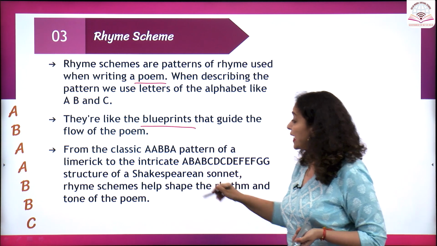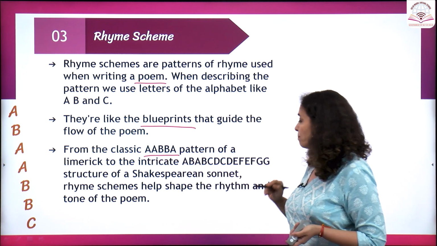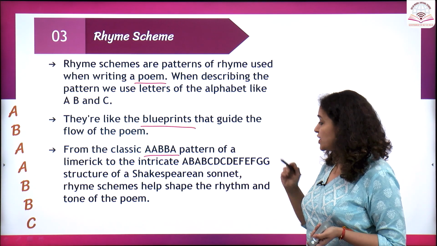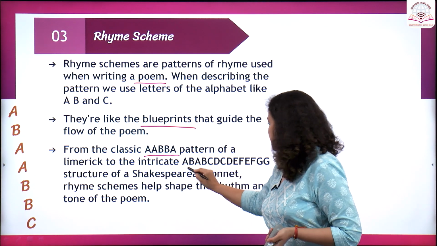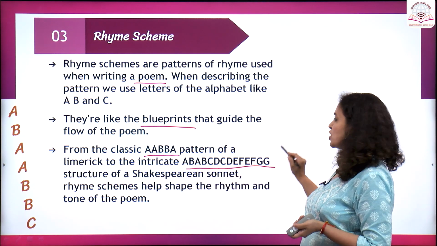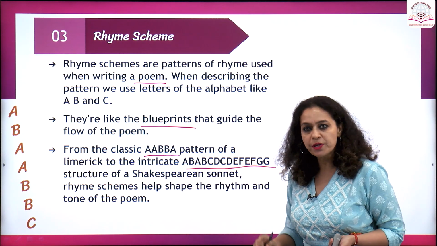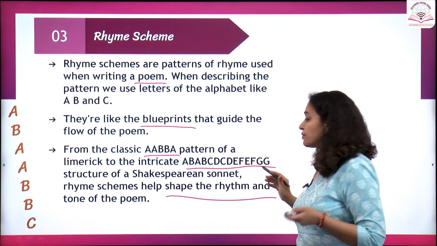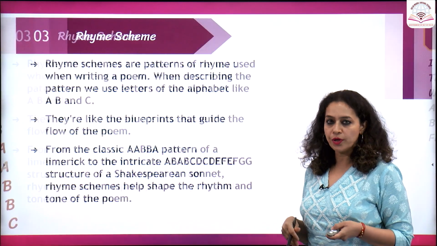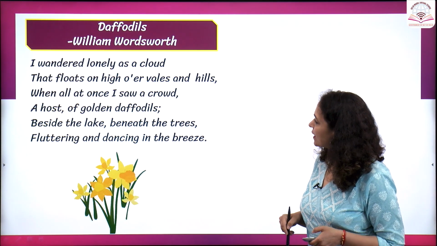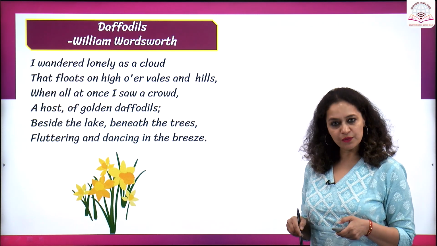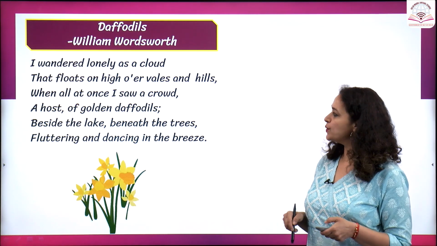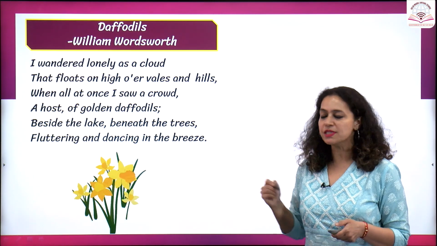From the classic A-A-B-B-A pattern of a limerick to the intricate A-B-A-B-C-D-C-D-E-F-E-F-G-G structure of a Shakespearean sonnet, rhyme schemes help shape the rhythm and tone of the poem. Now let's have a look at this example, Daffodils by William Wordsworth. I'll recite the poem for you and then we'll identify the rhyme scheme.